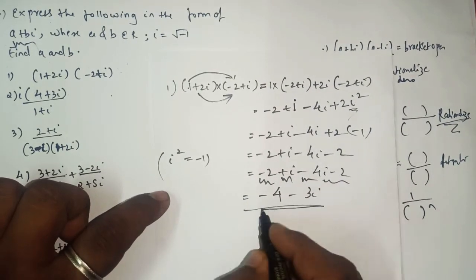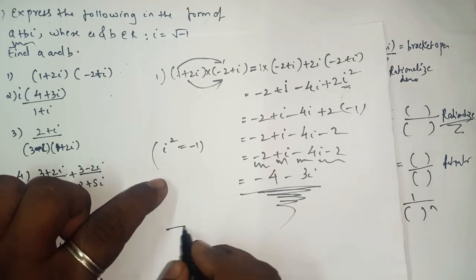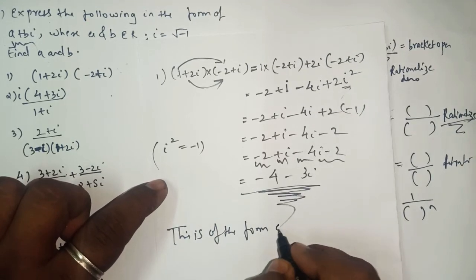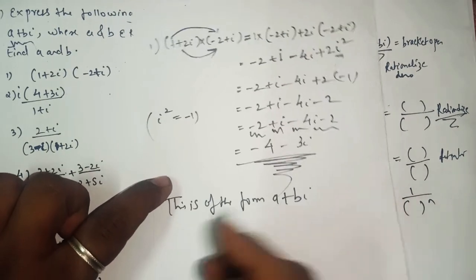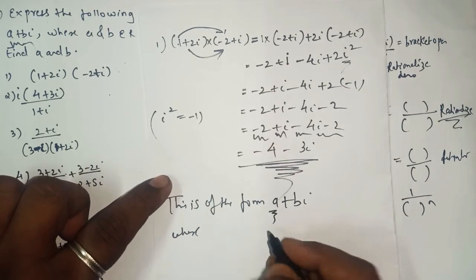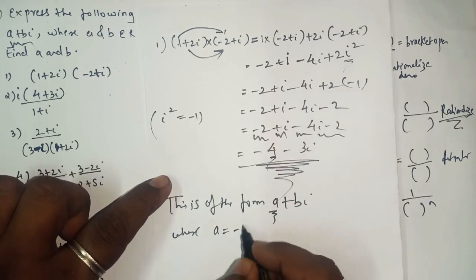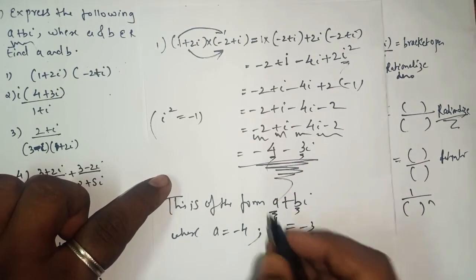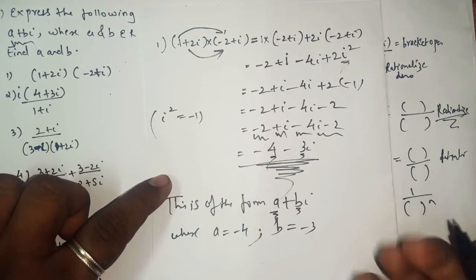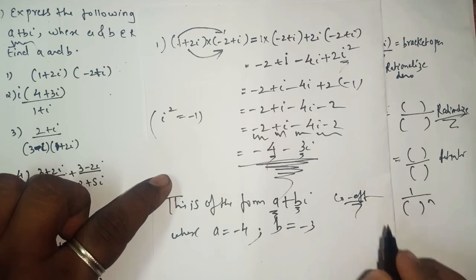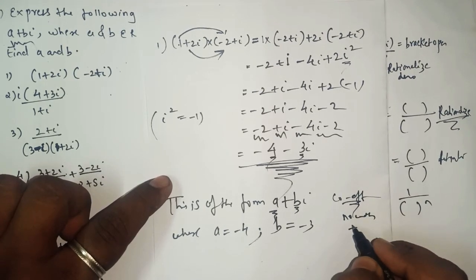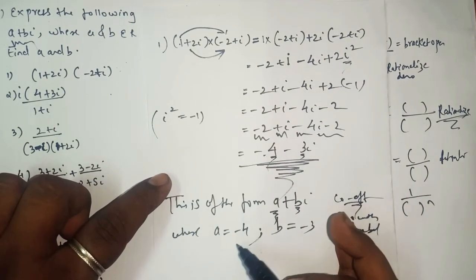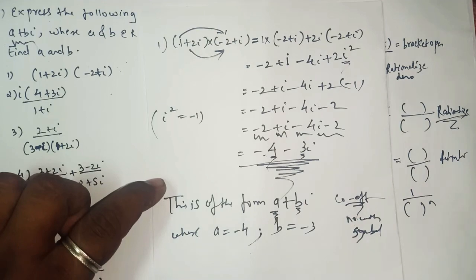Now clearly we can see that the answer which we got is of the form a plus bi, where in place of a we have minus 4, and in place of b we have minus 3. a and b are the real numbers, the coefficients. What do you mean by coefficient? Number with the symbol is known as coefficient. Whether it contains positive, you write the positive answer; whether it contains negative, you write the negative answer.